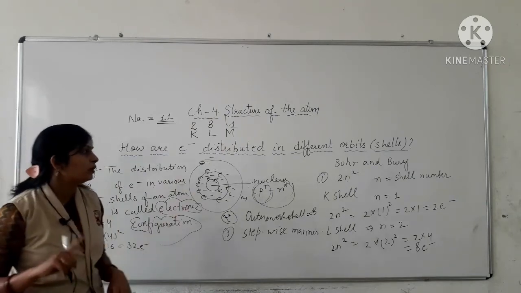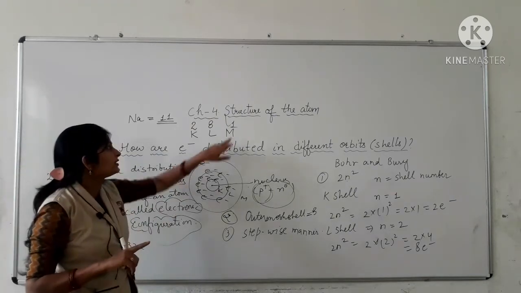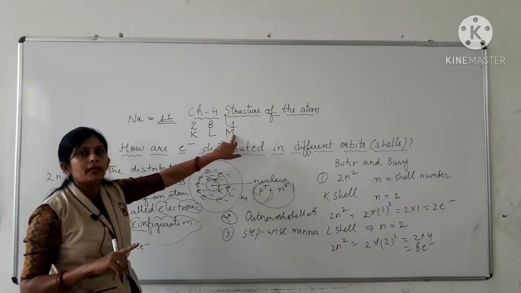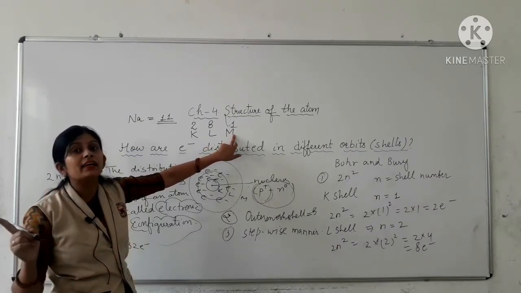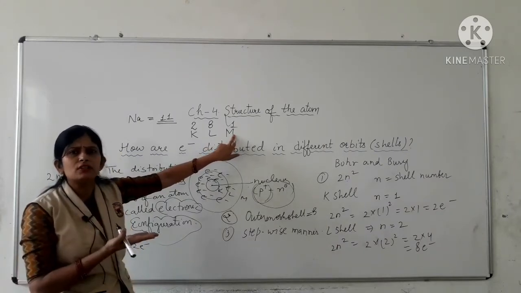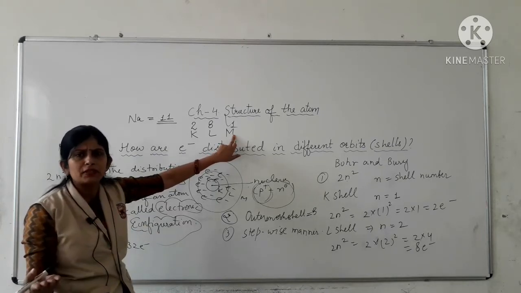Second rule: see, the outermost shell is M. It can have a maximum of 8 electrons. It is having 1, so it is as per rule 2.